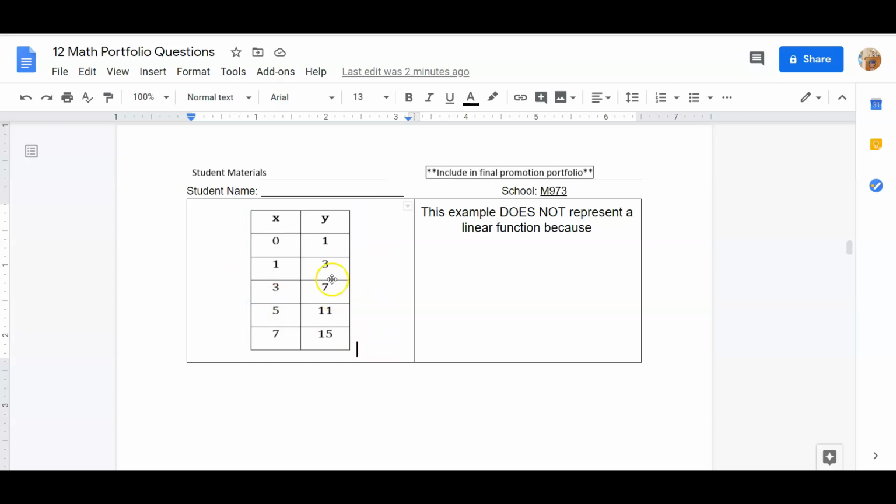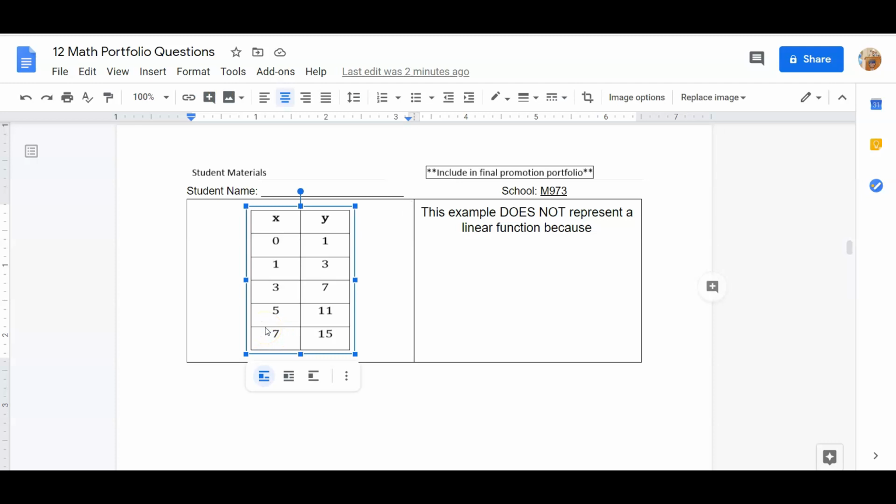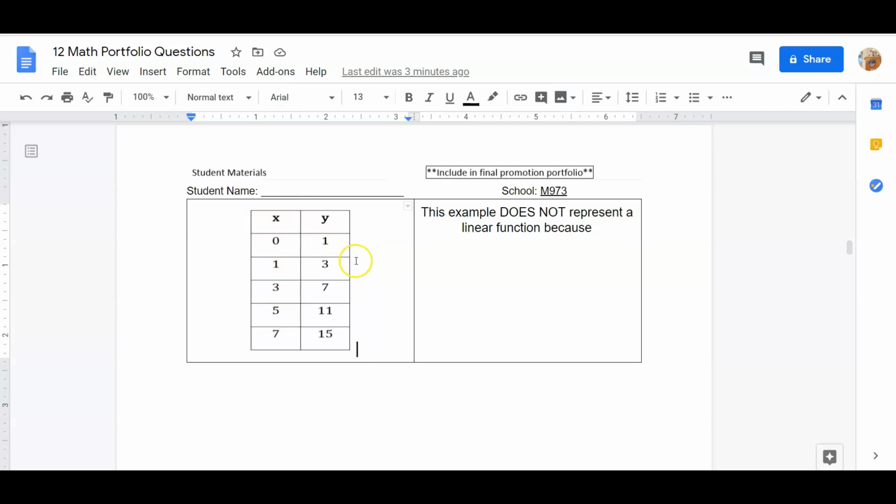Is 3 to 7 plus 4? It is. So even though it looks like it changes, if we had the 2 and the 4 and the 6 in the table, you would see that the y will keep its constant rate, and that this table does represent a linear function because it increases at a constant rate. For every one time x increases, y increases by 2, right?